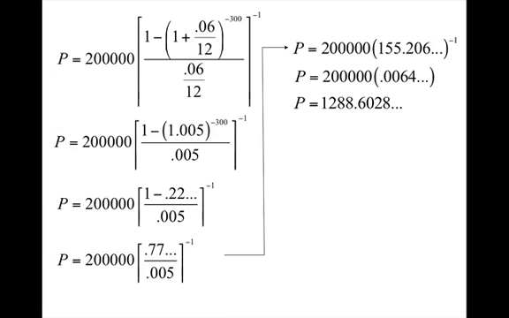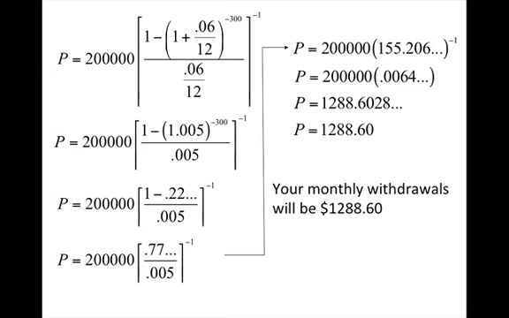And since this is money, round that to 2 decimal places, so you get $1,288.60. So our monthly withdrawals from that account would be $1,288.60. So if you're at age 65 and you've got $200,000 in your retirement account, if it's earning 6%, you would be able to withdraw $1,288.60 each month for 25 years.